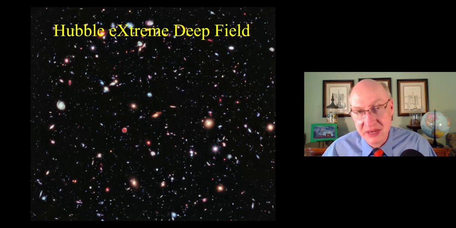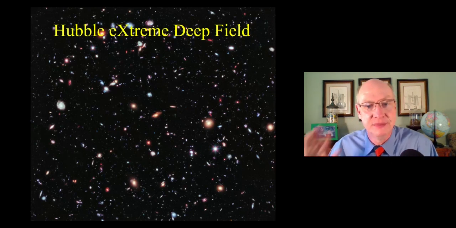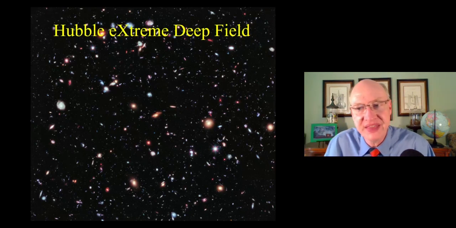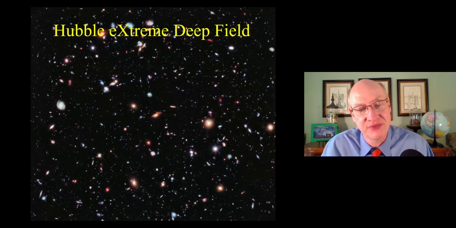But what's most amazing about the Hubble Extreme Deep Field is that even the smallest, tiniest little dot on here is a galaxy like our Milky Way galaxy, seen so far away that it looks like a tiny little dot. The most distant object in the Hubble Extreme Deep Field is about 13.2 billion light years away from us. That is, it has taken light from that distant object about 13.2 billion years to get here.